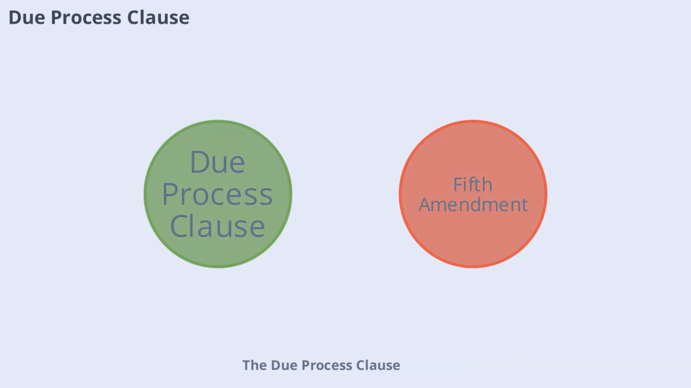The Due Process Clause, found in both the 5th and 14th Amendments, protects individuals from arbitrary government action. It ensures fair procedures and has been the basis for expanding rights related to privacy, marriage, and family. The Supreme Court's interpretation of due process has profoundly shaped American law and society.